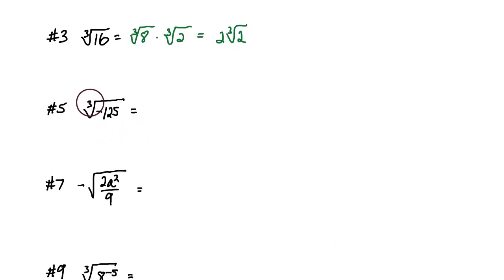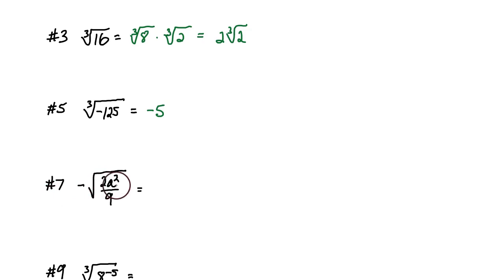Number 5, we want the cube root of negative 125. Again, there's an integer under the radical. Can we find the cube root of negative 125 without making a decimal? We can. The answer is negative 5.